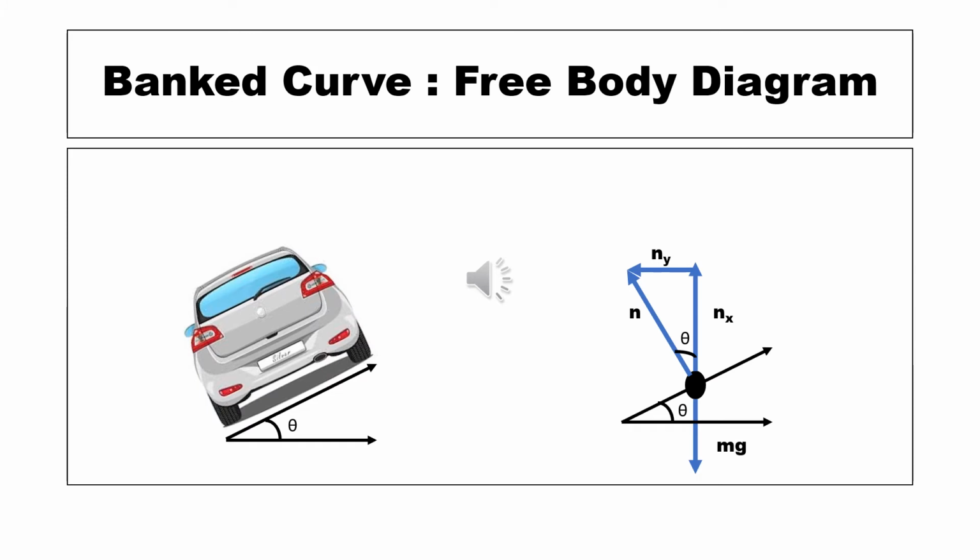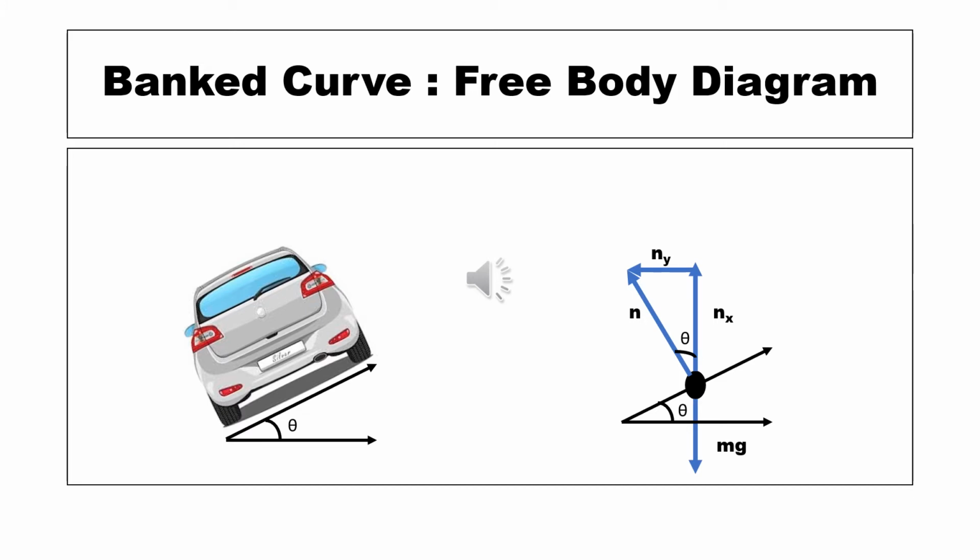Now that's again my imagination. Think about a car moving on a banked curve, and the banked road actually makes an angle theta with the horizontal. Now I have converted the whole diagram into a free body diagram in which the car will be denoted by a very big black dot.